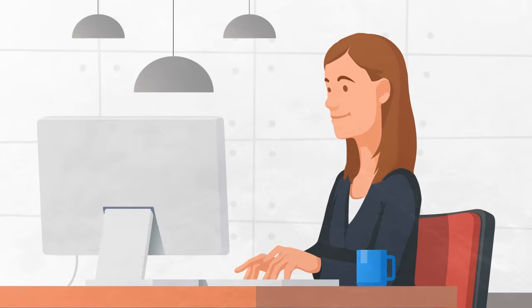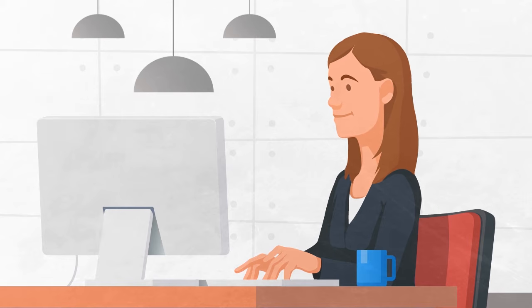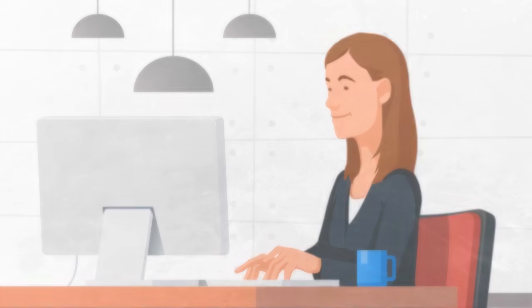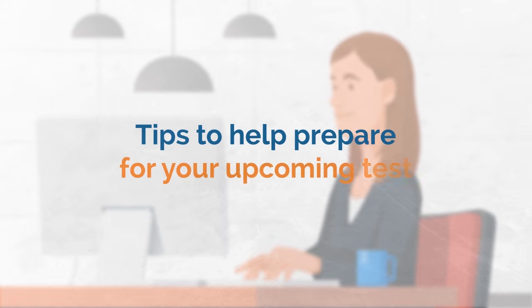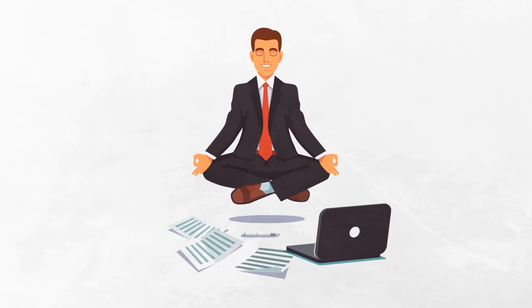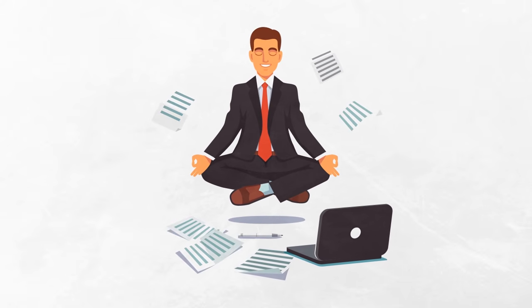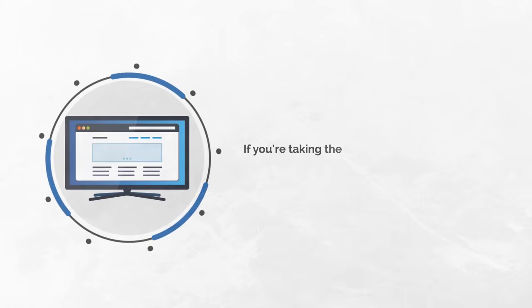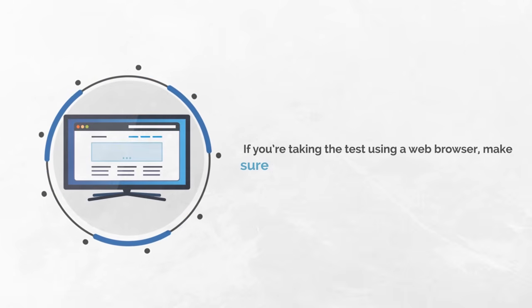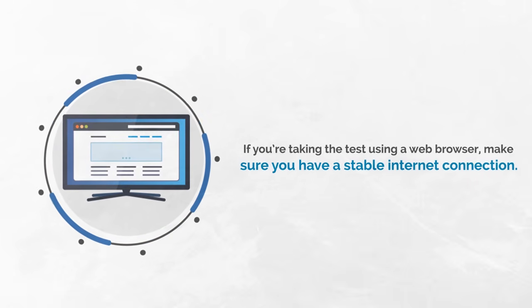Taking an English proficiency test doesn't have to be an overwhelming experience. Follow these tips to help prepare for your upcoming test. 1. Choose a good testing environment. Make sure you are in a quiet location that is free from distractions and background noises. If you're taking the test using a web browser, make sure you have a stable internet connection.